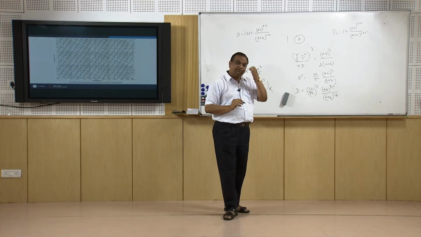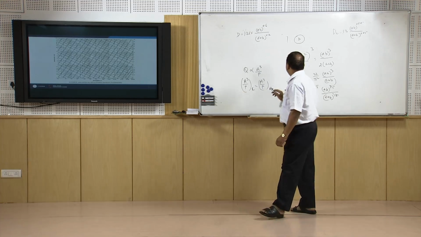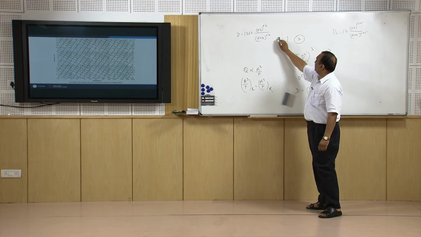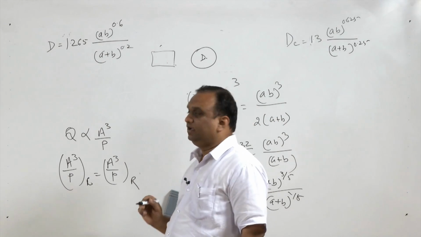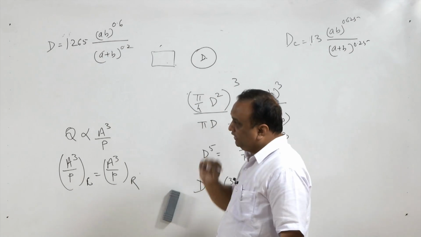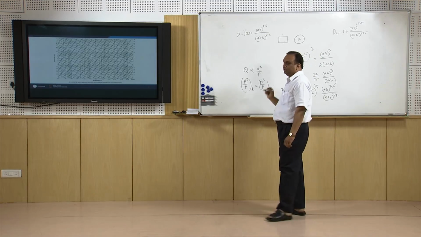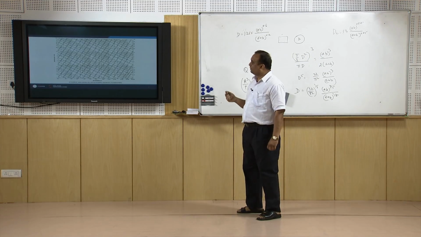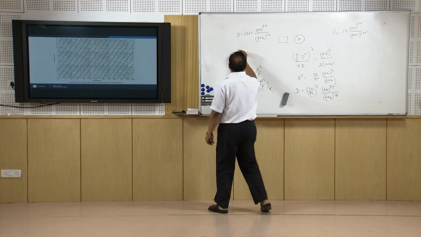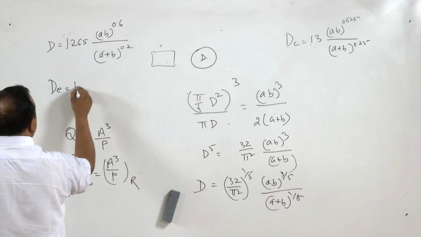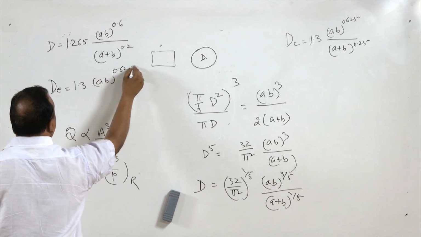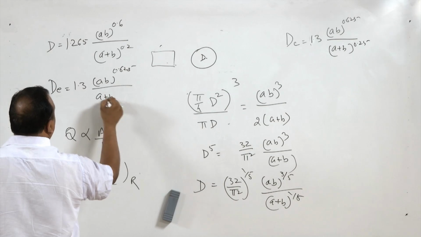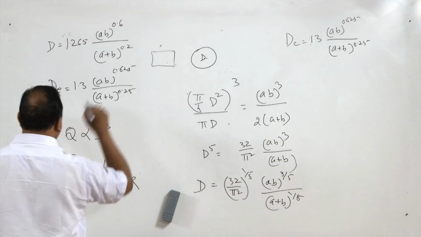Now the average velocities are not same. If you look at the average velocity in the square duct, this rectangular duct and this round duct are not same, and with the help of some experimental investigations also, this formula is modified as D equivalent is equal to 1.3 (AB) raised to power 0.625 divided by (A plus B) raised to power 0.25.